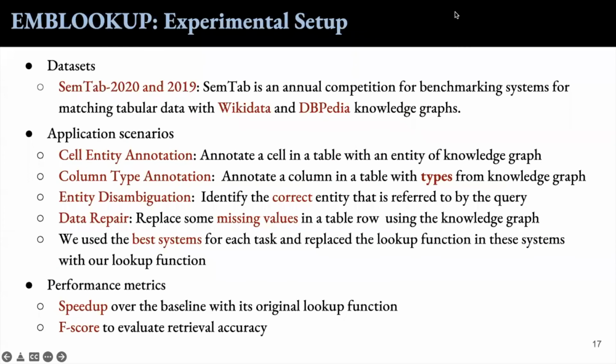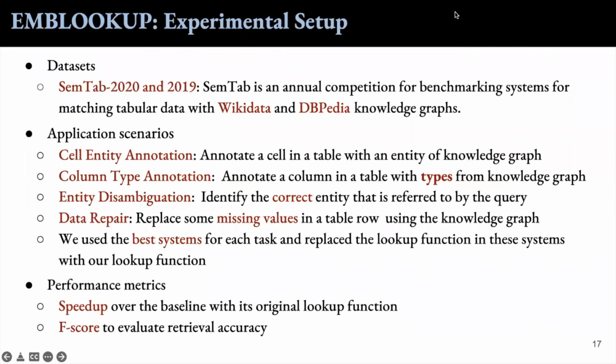In the experiment, we test the acceleration of mLookup in different application scenarios. For the datasets, we use the SemTab challenge datasets, which is a challenge for benchmarking systems for matching tabular data with knowledge graphs. We use the SemTab challenge datasets of 2020 and 2019, and for the knowledge graph, Wikidata and DBpedia. For the applications, we consider 4 different application scenarios.